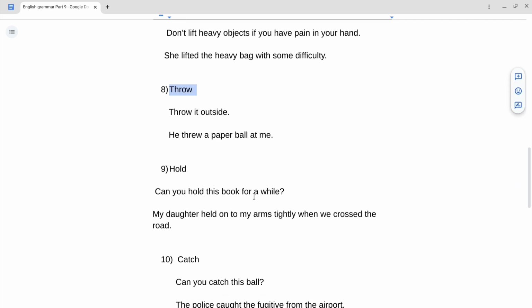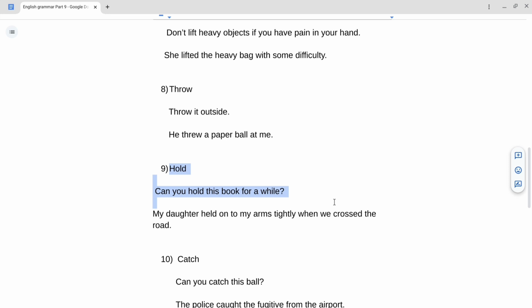Okay. Hold. Can you hold this book for a while? From the context itself, it is very clear, because here is the real life situation. I have a book in my hand. It's a big book. It's somewhat heavy, and I get a call from someone. I need to attend the call, but I cannot attend the call by holding this book. So I am asking my friend, can you hold this book for a while? Hold means you are giving this book to your friend and asking him, can you hold it, keeping in your hand for some time. So can you hold this book for a while?